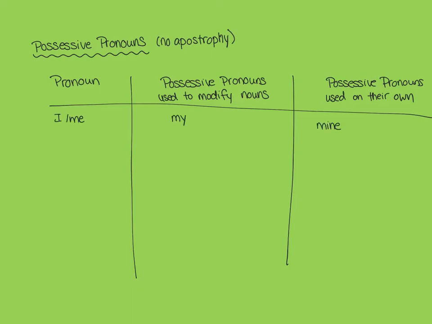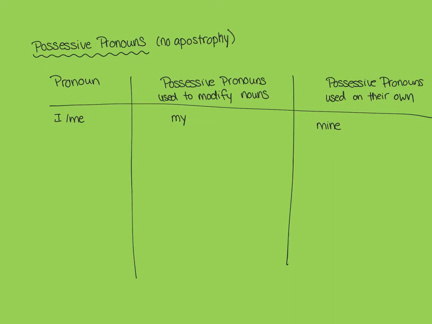So the first set is the I and me, right? So I is used as the subject, me is used as the object. So I did this, this was done to me, but the possessive pronoun, you wouldn't say this is me pencil or this is I pencil. You would say this is my pencil.